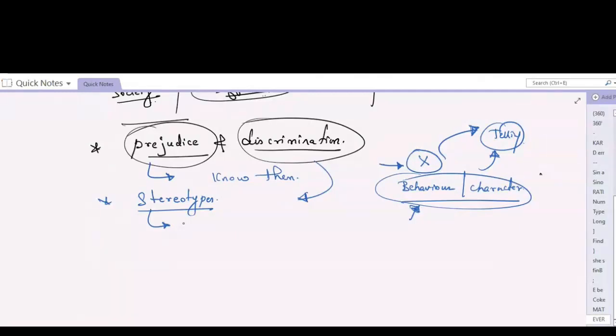Okay. Are you getting it? Understood? Sir, can you repeat the definition? A stereotype is a generalization or an assumption. You can write it as an assumption, no problem. A stereotype is an assumption people make about a person or group of persons.